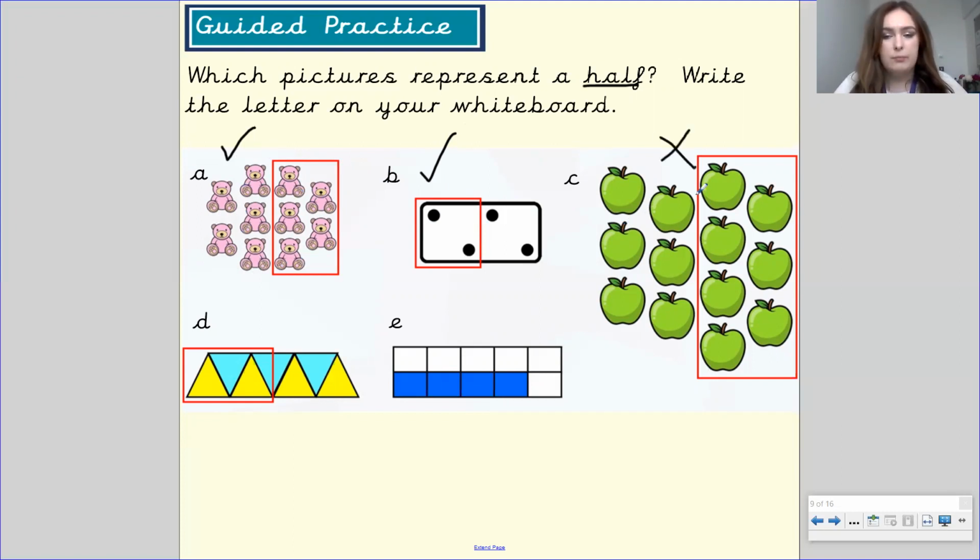C does not represent a half because you've got one too many apples on this side. D does represent a half and E does not represent a half. So well done if you said A, B, and D.